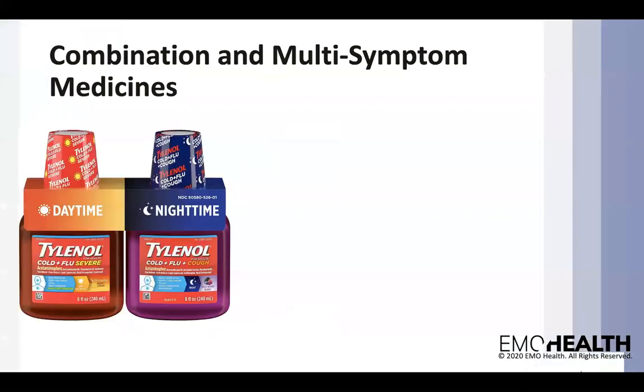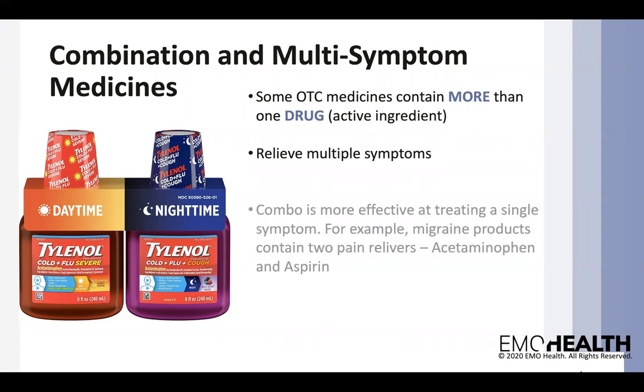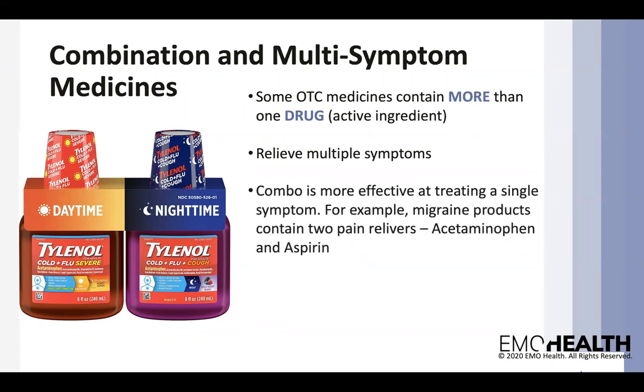Okay, combination and multi-symptom medicines. These are by far the hardest medications to document. This is why some over-the-counter medicines contain more than one drug, meaning more than one active ingredient. This is done because they either relieve multiple symptoms. So think of the symptoms for a cold. Could relieve stuffy nose, sore throat, headache, aches, chills, fever, all of those symptoms. Relieving multiple symptoms, or could be something where the combination is actually more effective at treating a single symptom.